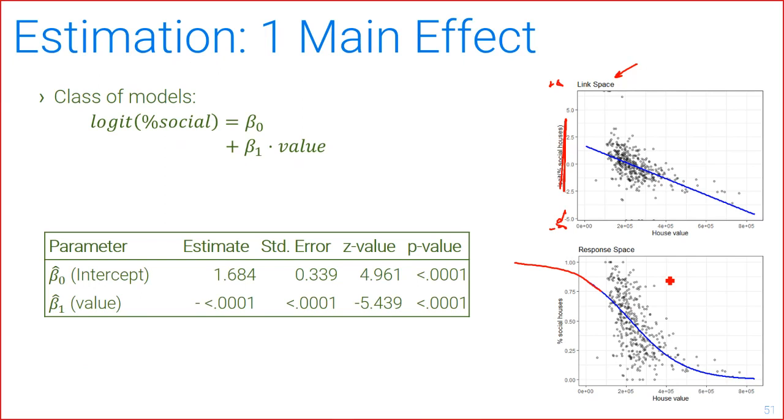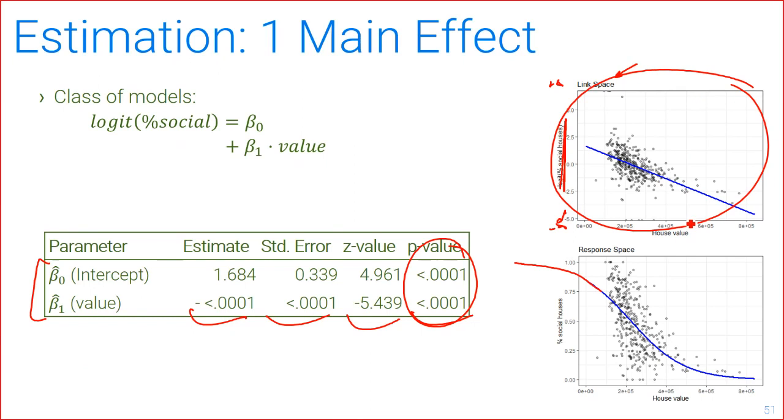But we have exactly the same thing we had earlier. We have the coefficients, estimates, standard errors, test values, and p-values. And so here we could test hypotheses about each of the factors in the model, just knowing that we are testing in the link space, because that's where we build the model.